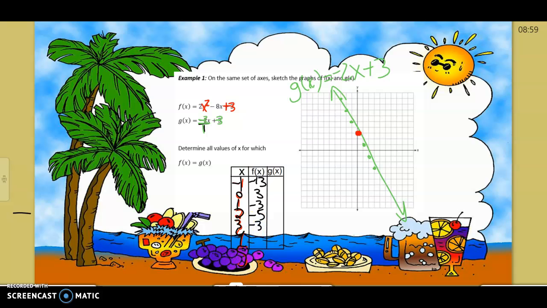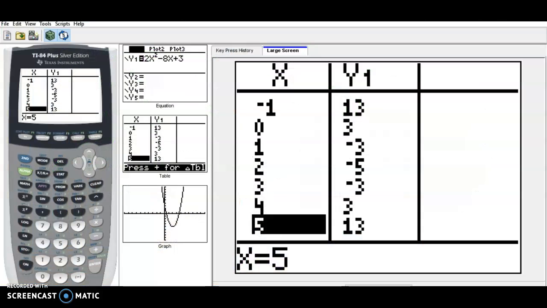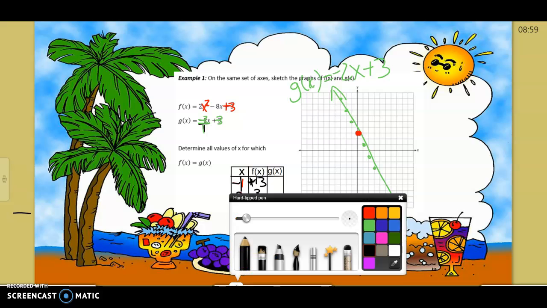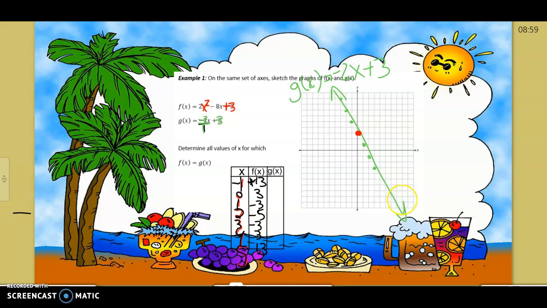So -3, +3, and 13. I'm not sure why I made that negative. +13. Boom. All right. So let's plot them. Let's put them down on paper for this nice little quick touch screen.